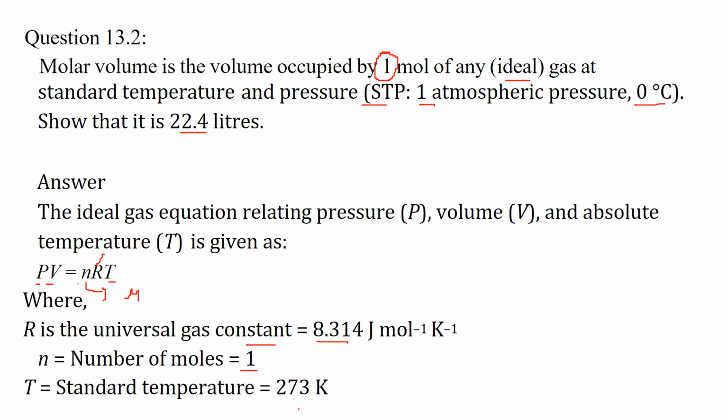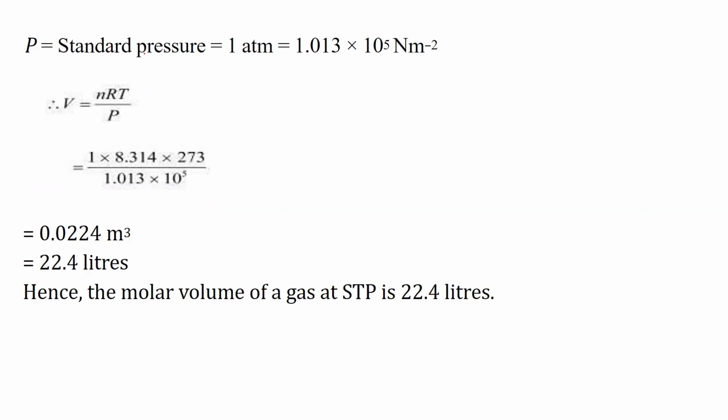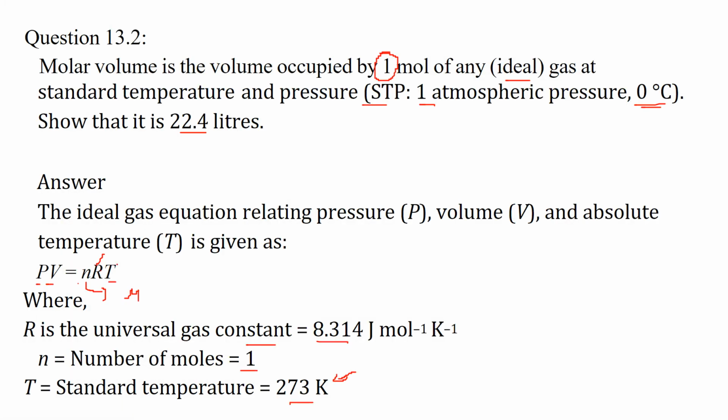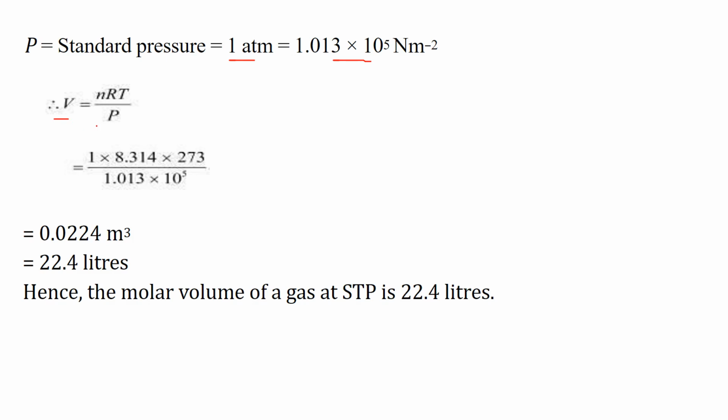The standard temperature is 273 Kelvin, that is 0 degree centigrade. We have to convert it into Kelvin. Then the pressure is 1 atmosphere. Let us convert it into Newton per meter square. So we have to use this number. And in the previous formula, PV equal to nRT, when we want to find out the volume, take volume on one side, others on the right hand side, and put all the values. This is n, this is 8.314. This temperature is also known to us, this pressure is also known to us. So this comes to be this meter cube, and you convert it into liter. This is 22.4 liters. So the molar volume for gas at standard temperature and pressure is 22.4 liters.